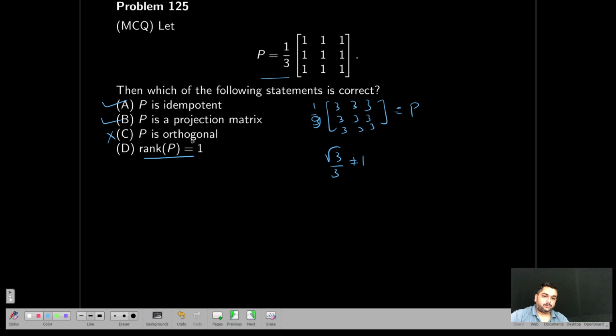Rank of P is equal to 1. Yes. If I convert it to row echelon form, what will I get? These two rows will become 0, 1 minus 1, 1 minus 1, right? So only one row will be linearly independent. So rank will be 1.